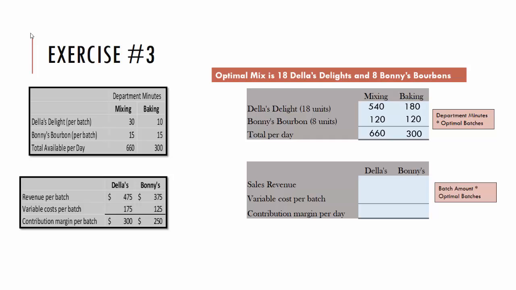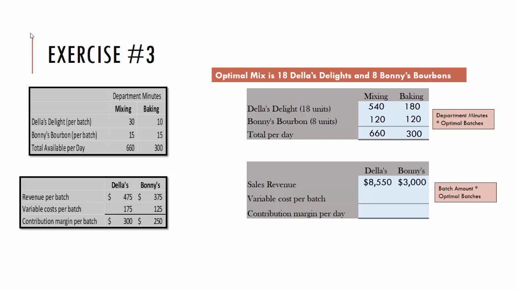So when we did indeed go through and found out what was the best way to use our time, it is to make 18 batches of Della's Delights and 8 batches of Bonnie's Bourbons. And if we do that, well, what's our contribution margin going to be? Well, we just take the batch amount and multiply it by the number of batches. So for Della's, each batch is $475 in revenue. We're going to make 18 of them, which means that would be $8,550 in revenue. For Bonnie's, each batch makes $375 in revenues. We're going to make 8 of them, so 375 times 8 means $3,000 in revenue.